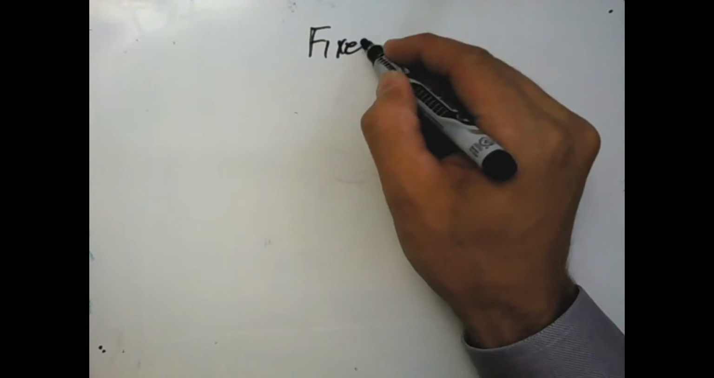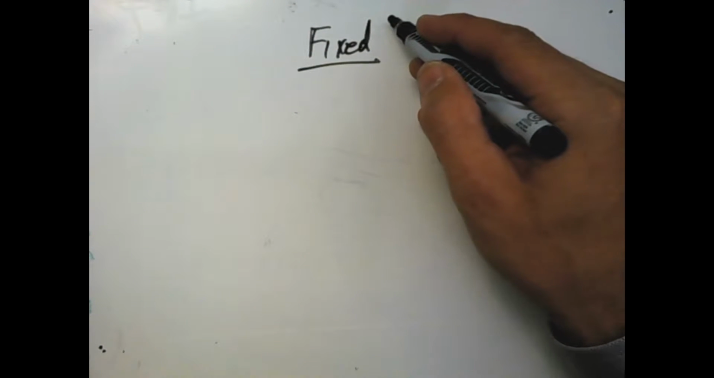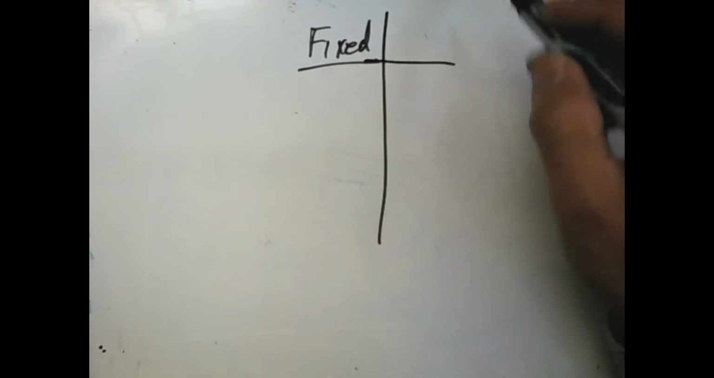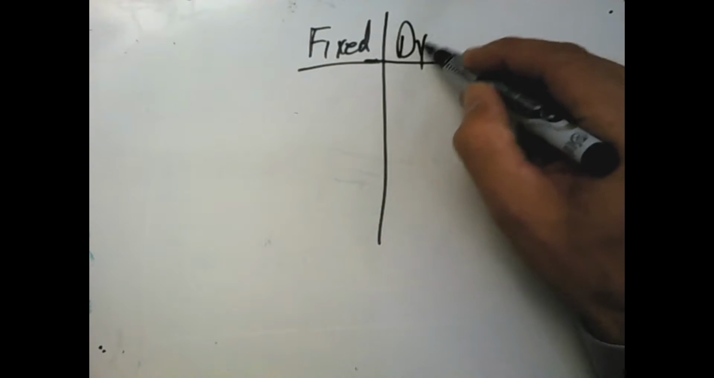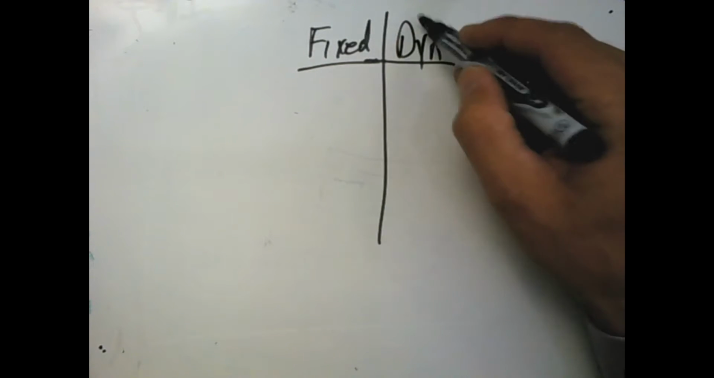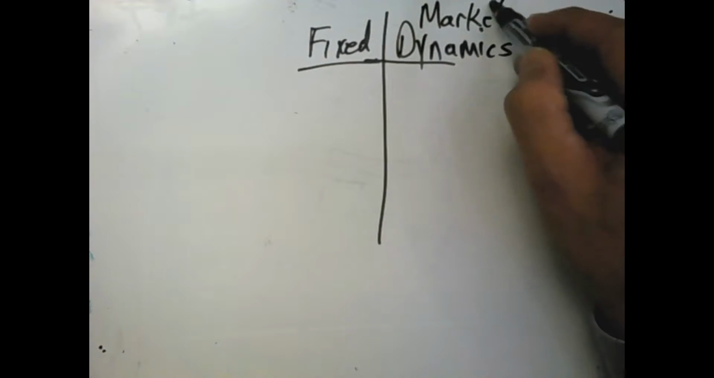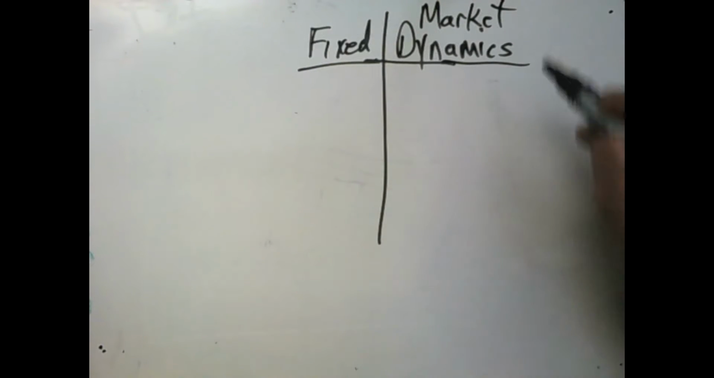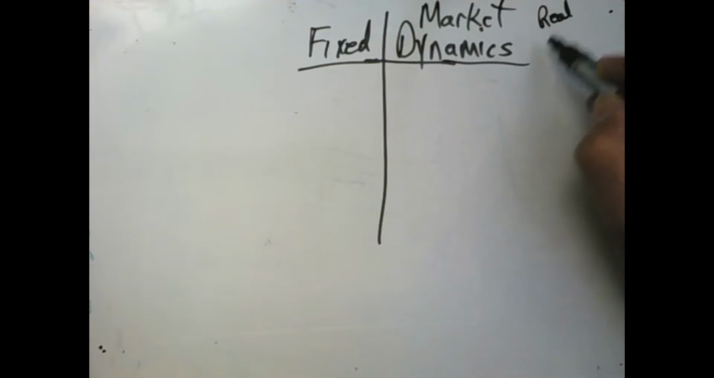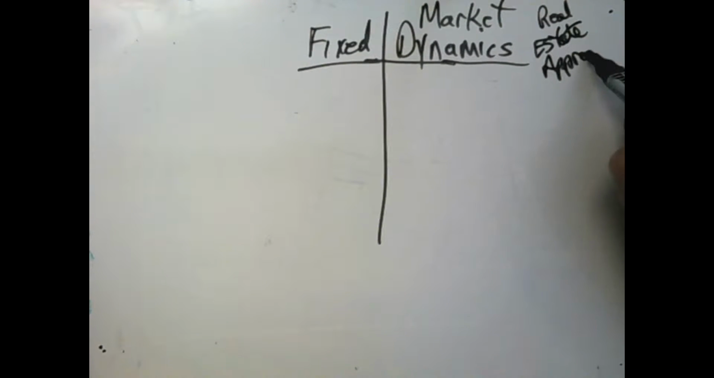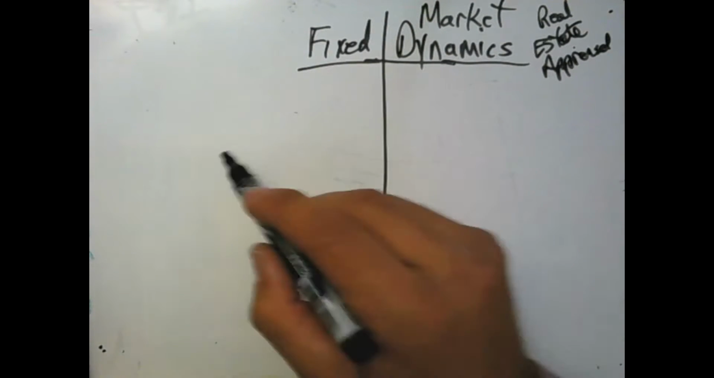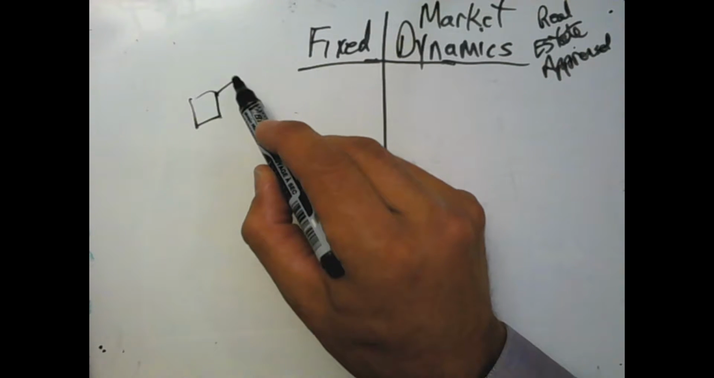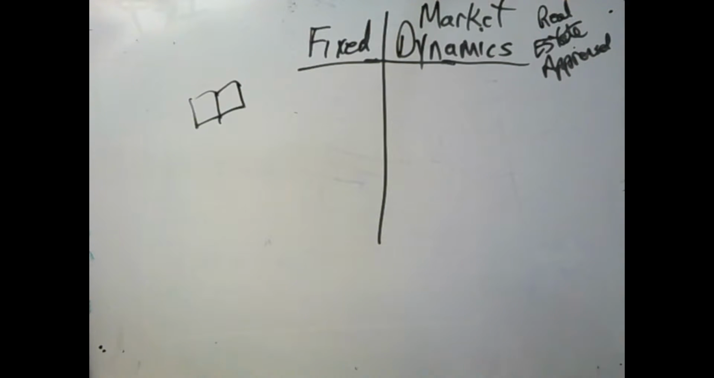Okay, so I'm going to make two columns here. One is there are fixed dynamics that influence the appraisal of real estate. And then there are dynamic aspects, and these are going to be fluctuating, and I'm going to call these market dynamics on here. Okay, and I'm just going to put in here, just as a reminder, what it is that we're talking about: real estate appraisal. And I want to represent some of these different dynamics by shape as well.